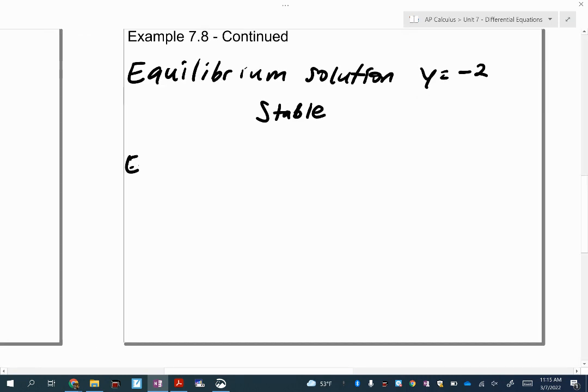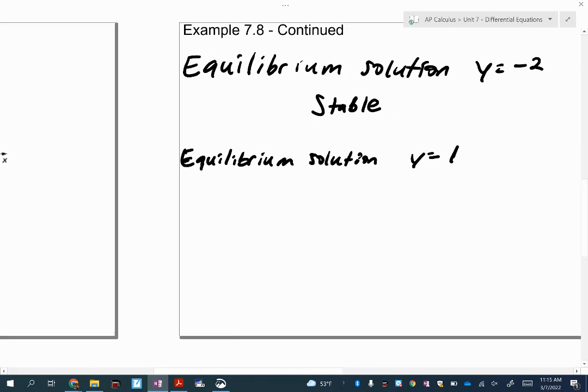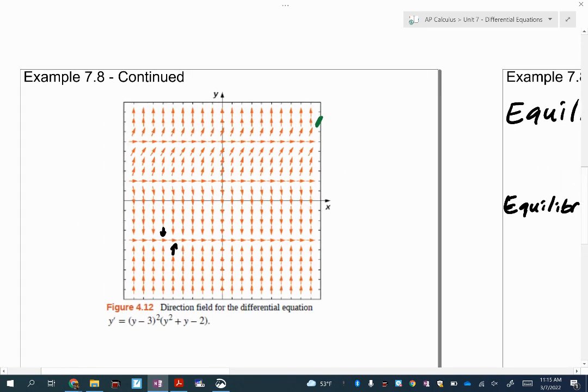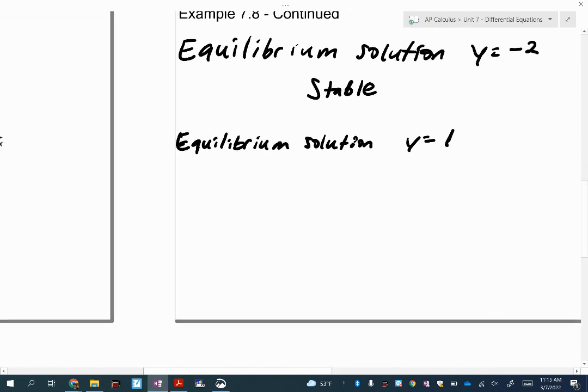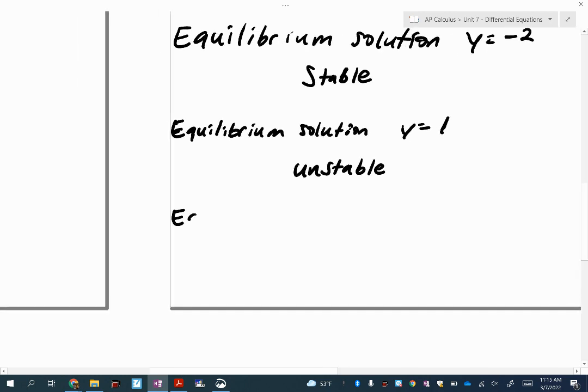Let's do the next one. This one is y equals +1. Let's see what's happening at +1. Just above it, these arrows are pointing away from it, and just below it, they're also pointing away from it. Since they're pointing in opposite directions from that +1, we call this an unstable equilibrium solution.